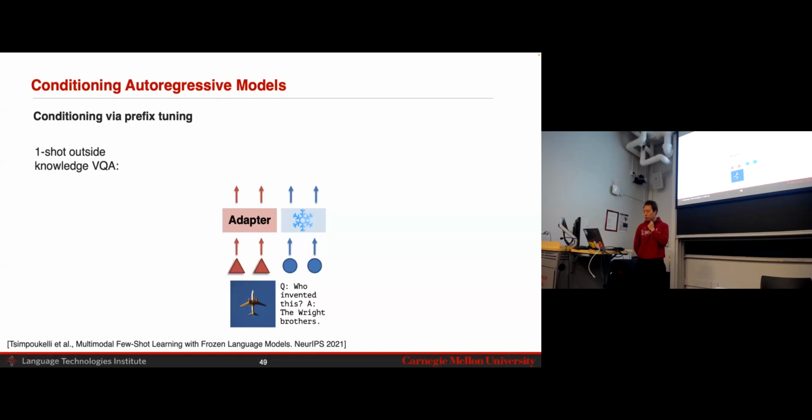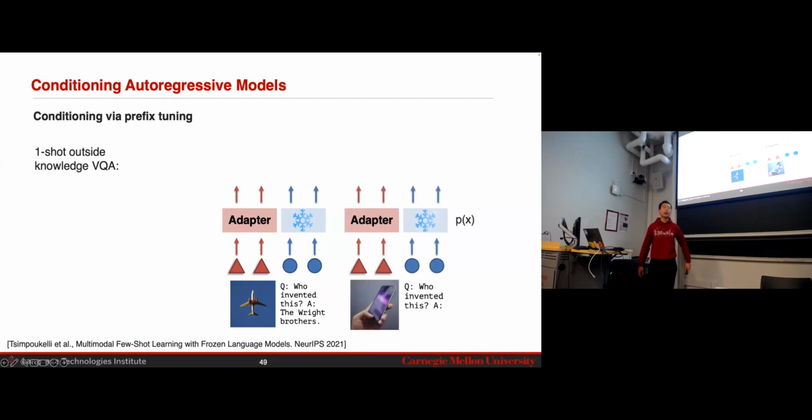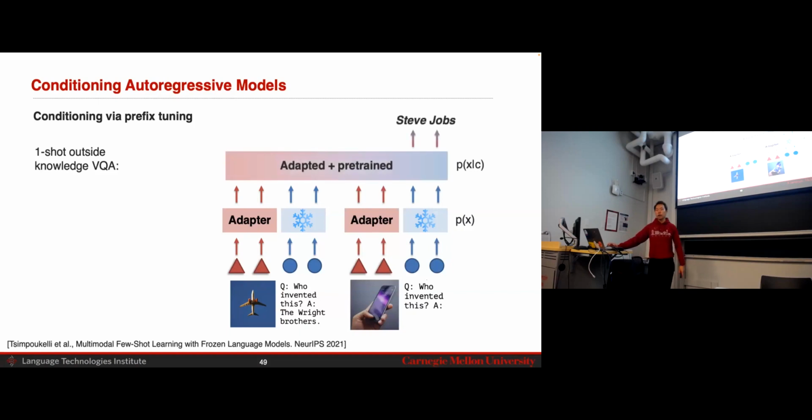So the one example that I'm going to give is this image of an airplane and a question, who invented this? The answer, the Wright brothers, and let it auto-regressively predict this word by word. That's my one-shot example. And then I can give it a new question. For example, an image of the iPhone, a question, who invented this, with this answer, and it's going to auto-regressively predict the answer, Steve Jobs.